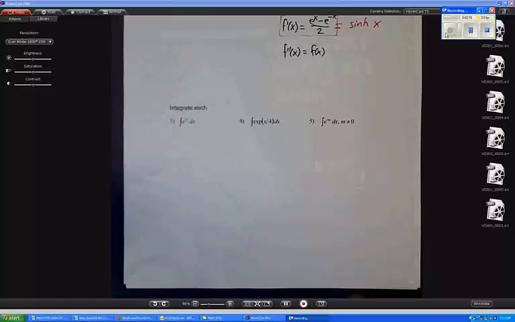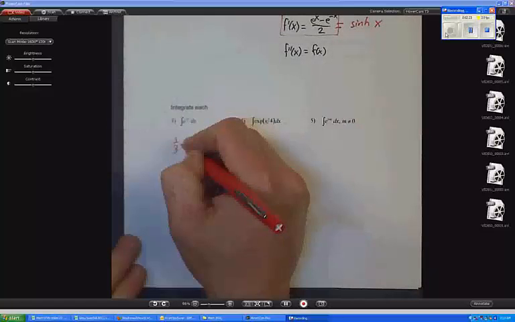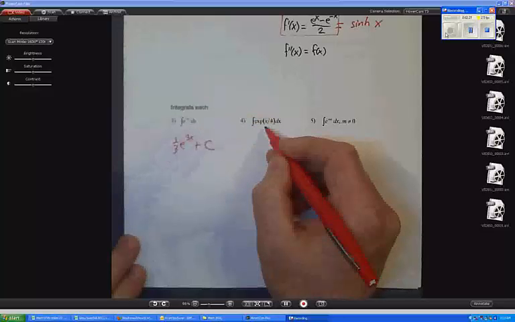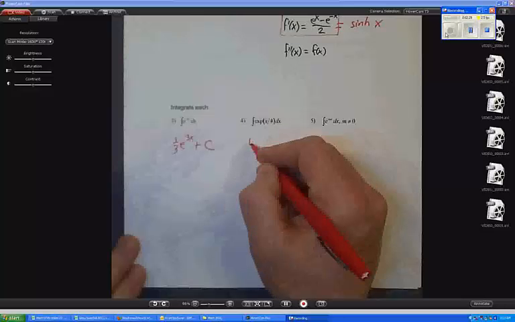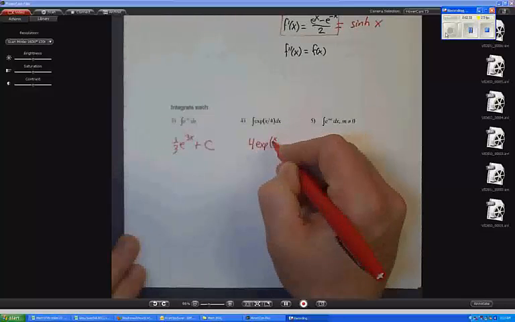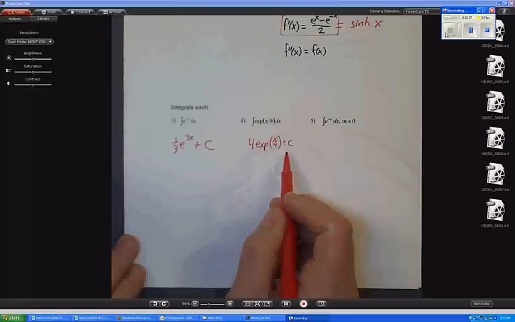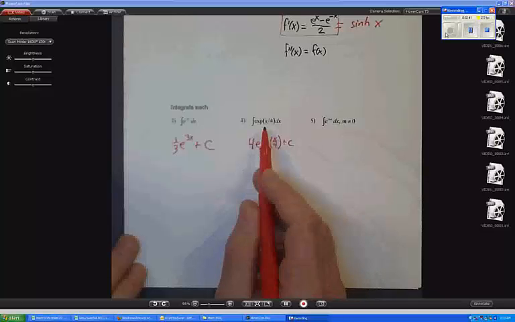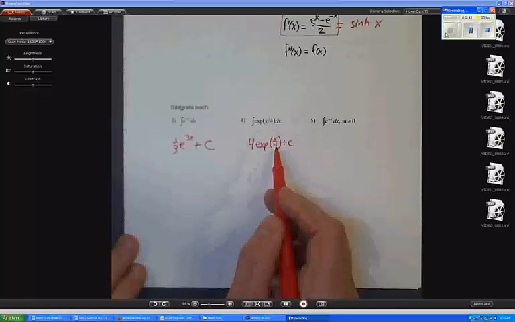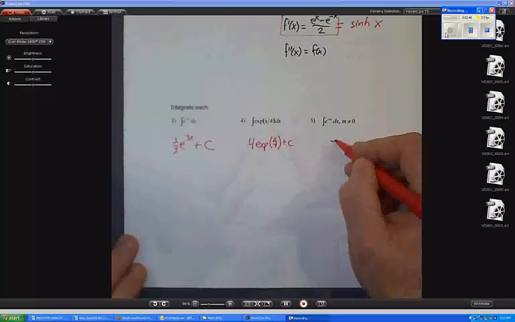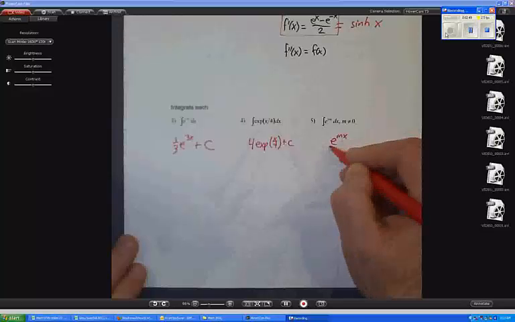So you get 1/3 e to the 3x plus c. And then for this one, I guess it would be 4 times exp of x over 4 plus c. Again, I can take the derivative. When I take the derivative of the exponential function, I get itself back. But then by the chain rule, I'd have to multiply by a 4th. And so I guess number 5 I would write as e to the mx divided by m plus c.